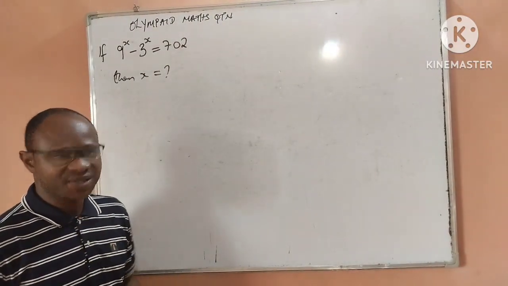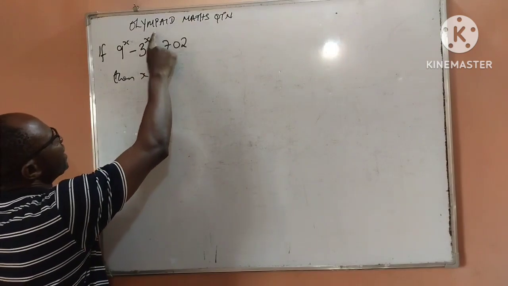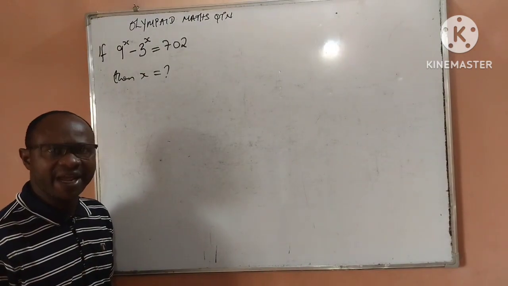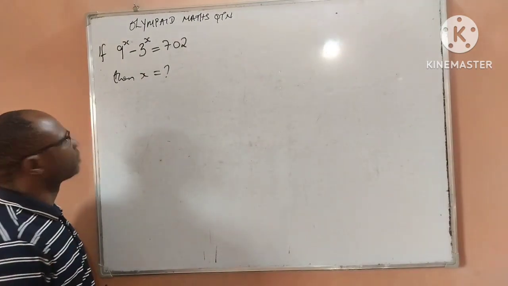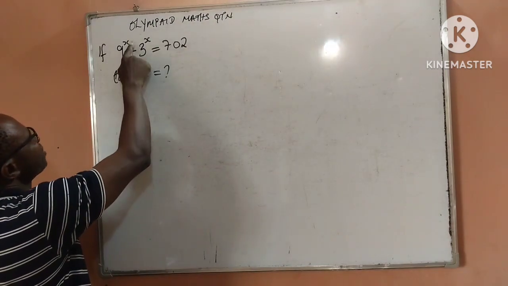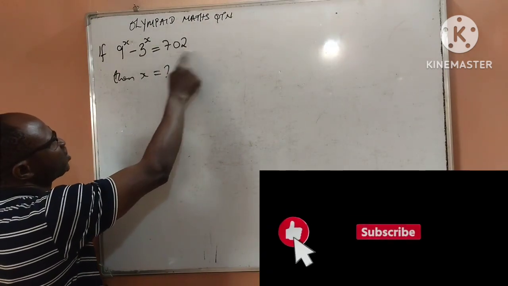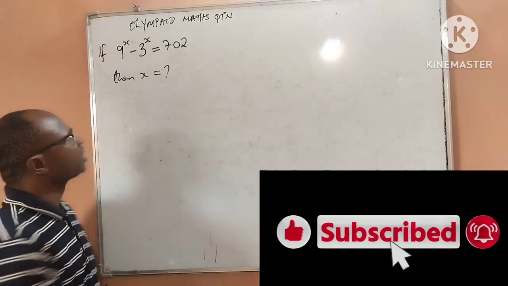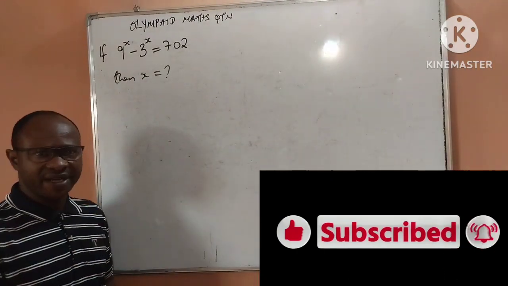In today's mathematics class, we want to solve an Olympiad mathematics question, an exponential equation. The question is: given that 9 raised to the power x minus 3 raised to the power x is equal to 702, what will be the value of x?